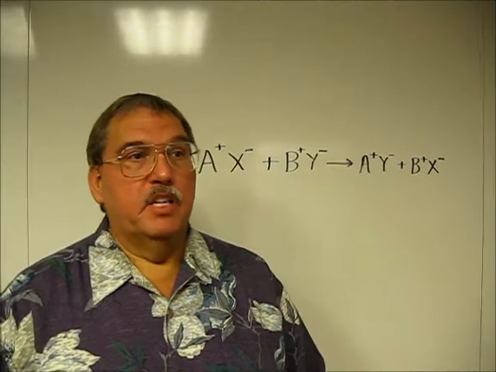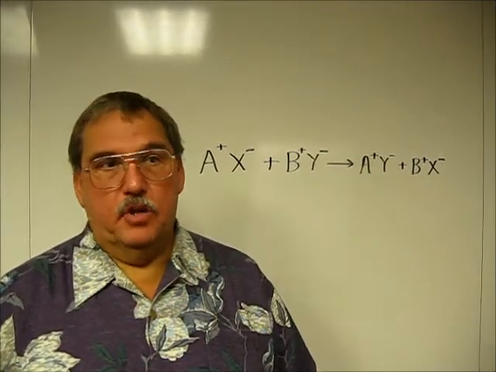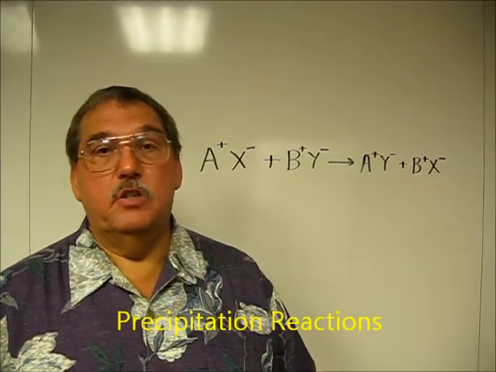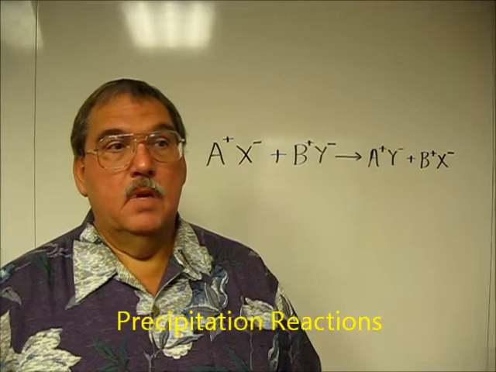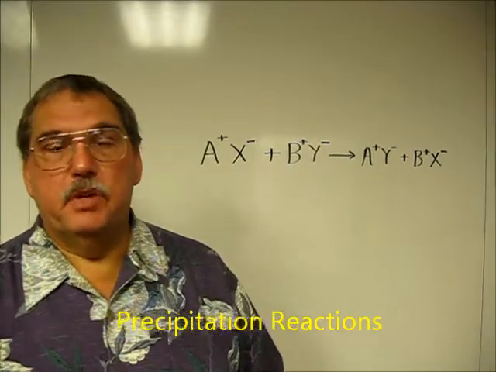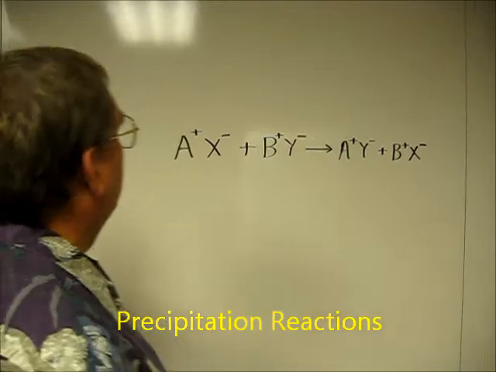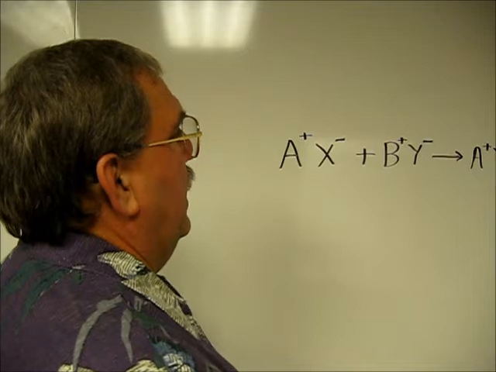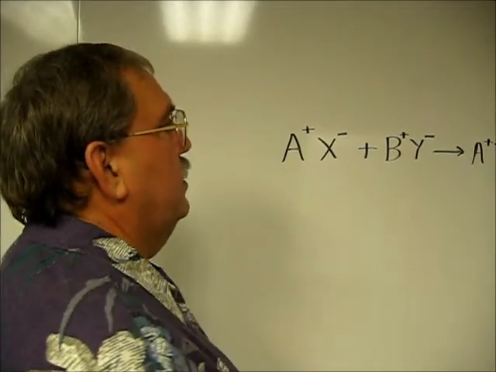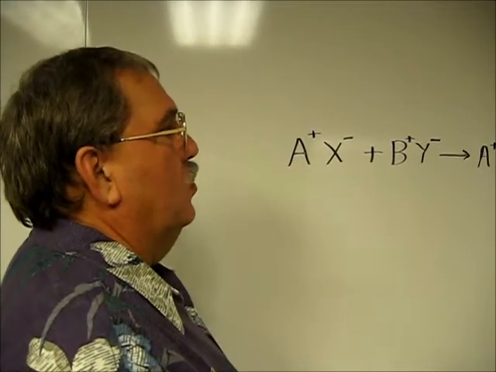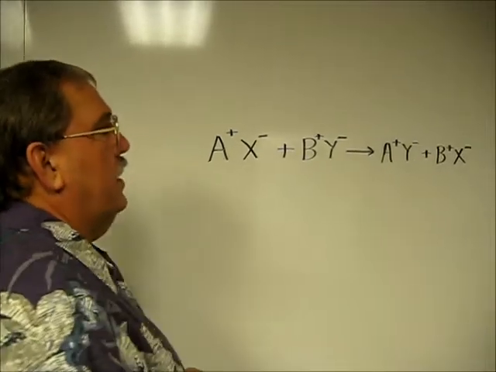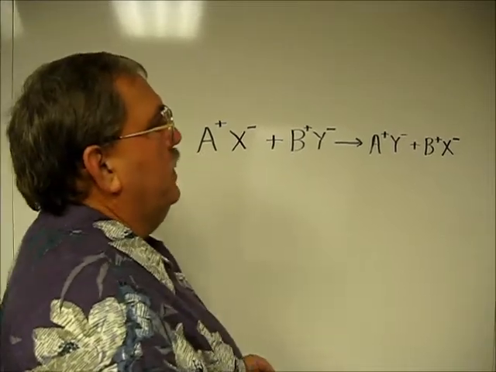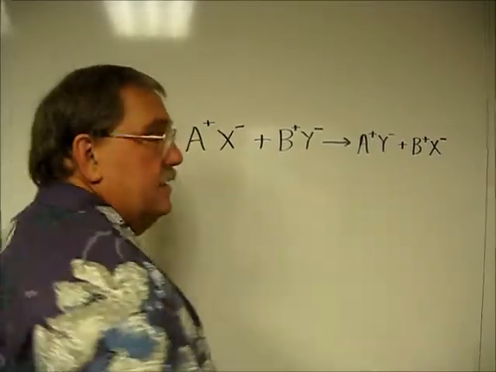A common type of double replacement reaction is called a precipitation reaction. In a precipitation reaction, two compounds in an aqueous solution appear to exchange ions. Let me show you the general form of a precipitation reaction. Here we have a compound with cation A and anion X reacting with a compound with cation B and anion Y, which yields a compound with cation A and anion Y, and a compound with cation B and anion X.